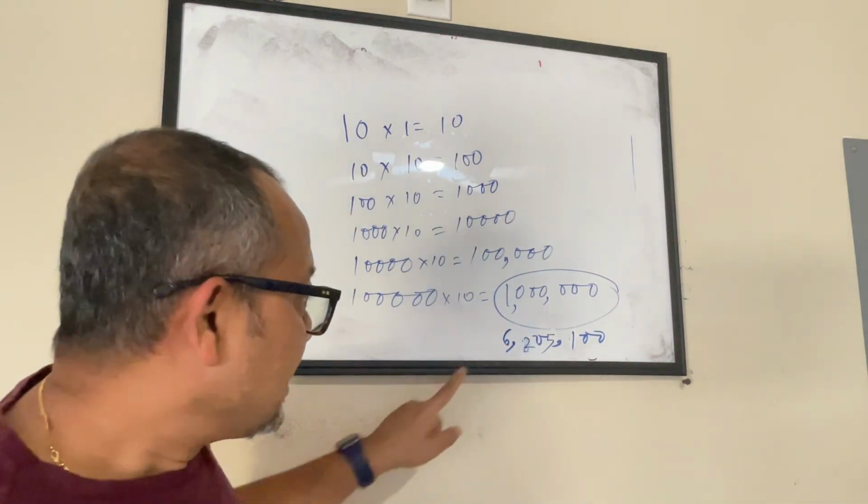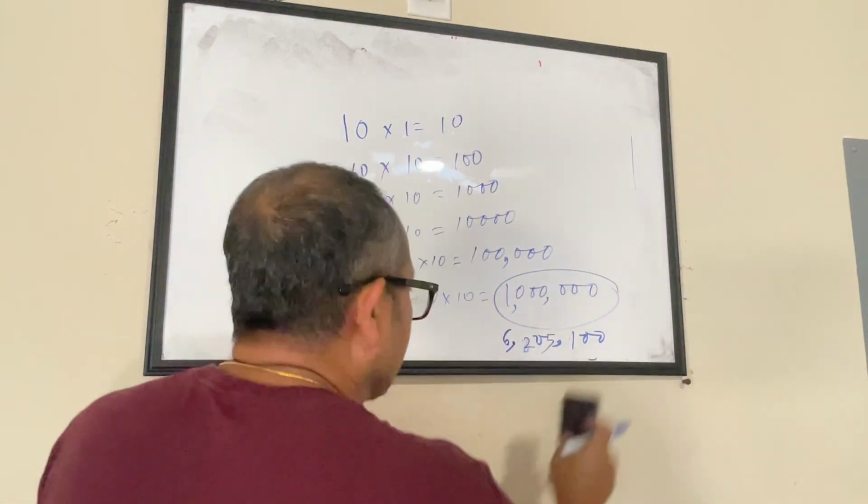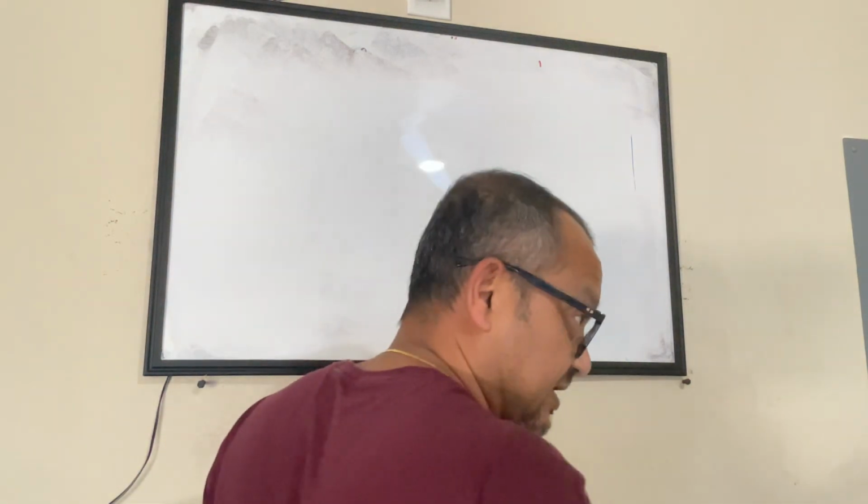So basically, these are the places. Now look at these numbers more carefully. Everybody pay attention here, okay?